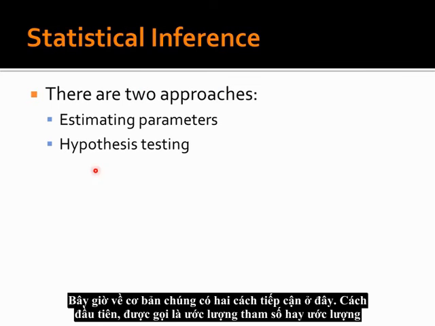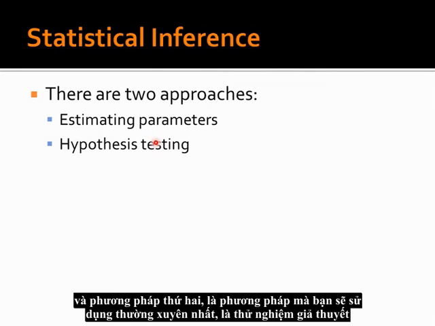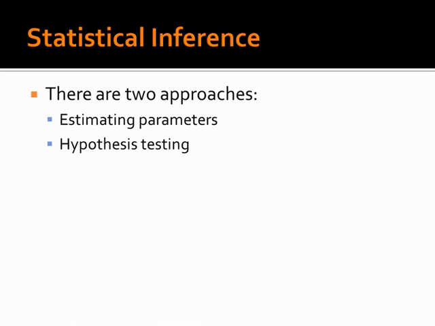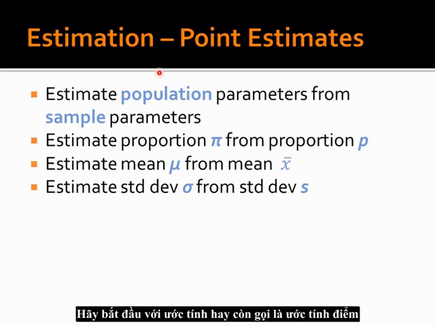Now there are basically two approaches here. The first one called estimating parameters, or just estimation, and the second one, which is the one which most likely you'll be using most often, is hypothesis testing. Now both of these, as mentioned earlier, form kind of like the core idea behind how you're going to use virtually every statistical test from now on. Let's start with estimation, or so-called point estimates.